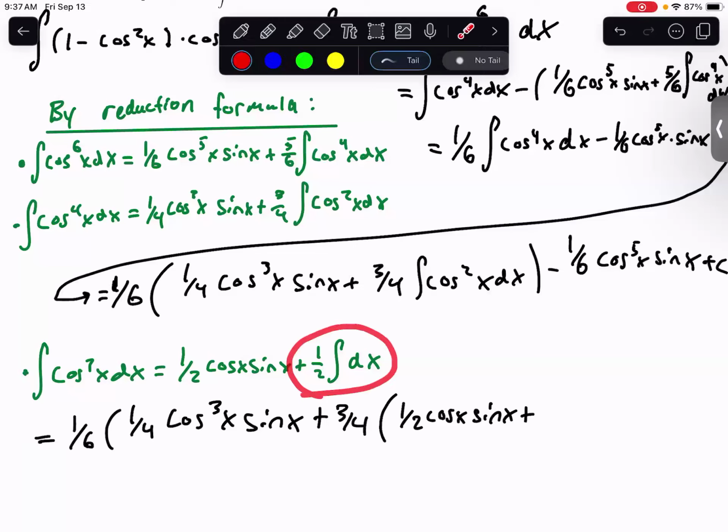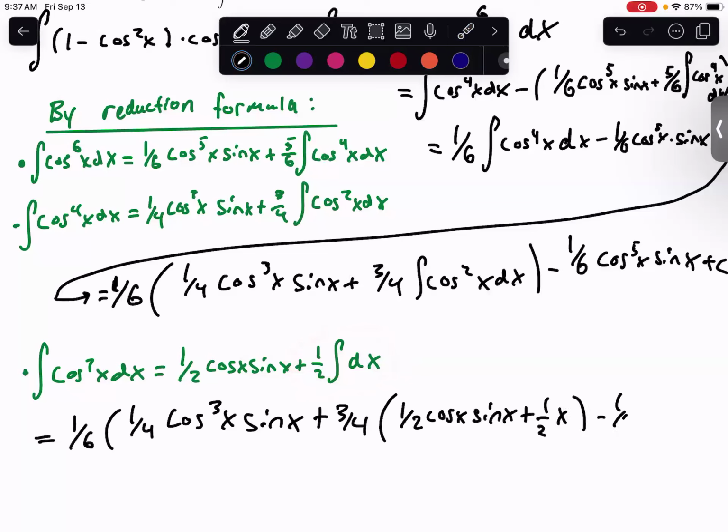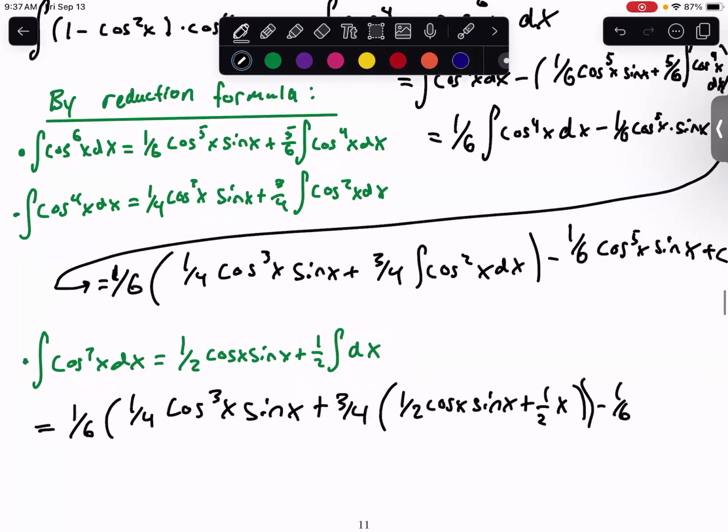This 1/2 integral of dx, this is just 1/2 of x, right? Like if you do the antiderivative of 1, you just get x. So this is 1/2 of x. And then this is minus 1/6 cosine to the fifth power of x sine of x plus c. Okay, something like that.